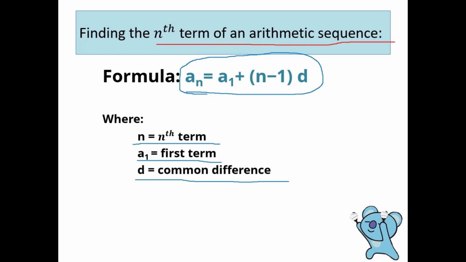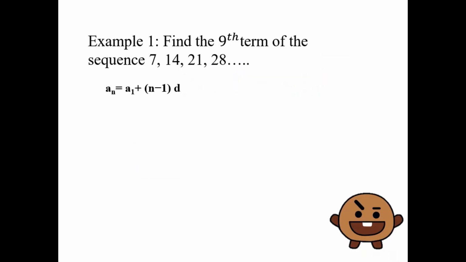Let us start with example number 1. Find the ninth term of the sequence 7, 14, 21, 28. As you can see here, we are looking for the ninth term, and in our given, we only have 1, 2, 3, 4 terms: the first term, second term, third term, and the fourth term of this given set of sequence.